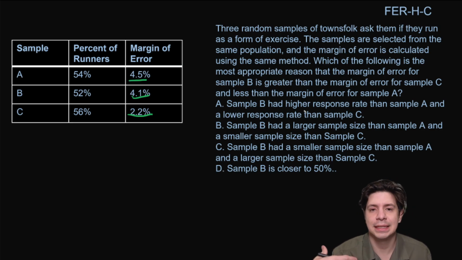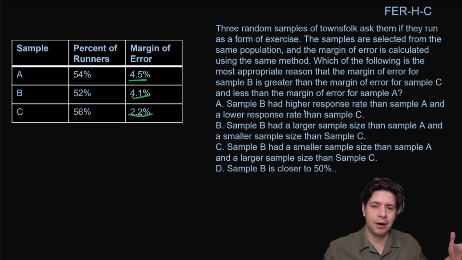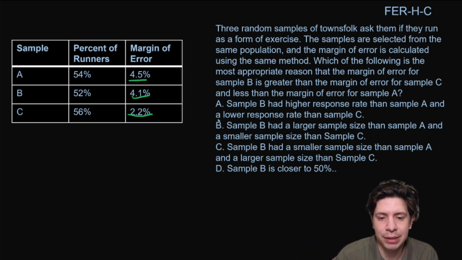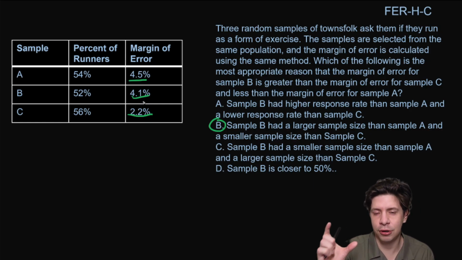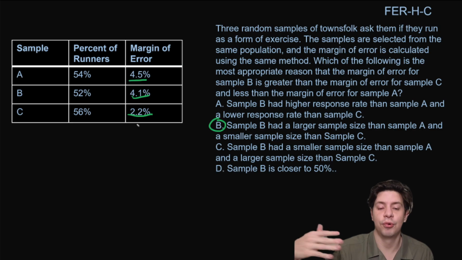So this is testing if you understand how margin of error is developed, right? And the way margin of error works is the bigger your sample, the more confident you are, and the smaller the margin of error. So it should be B. Sample B is going to have a larger sample size than sample A. That's why its margin of error is smaller, because you're more confident because you've done more data collection. But it'll be bigger than sample C because sample C had a bigger size. So the people who did that are even more confident.